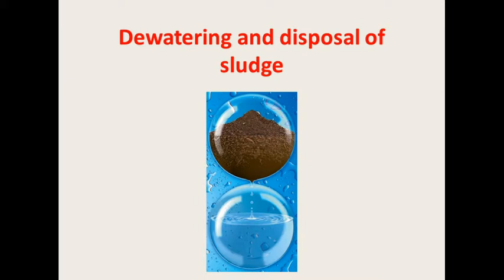So sludge is collected from the sewage treatment plant or municipal wastewater treatment plant. That sludge is finally dewatered, then digested, and then disposed. So these are all various operations which are carried out after the collection of sludge. What are the different operations which are carried out over the sludge?